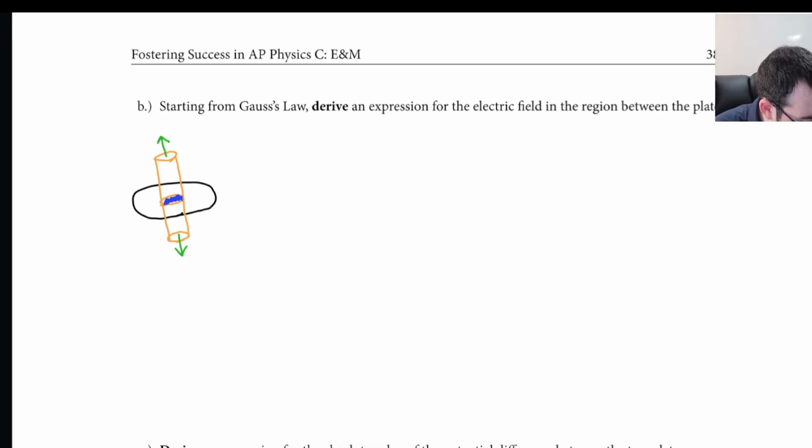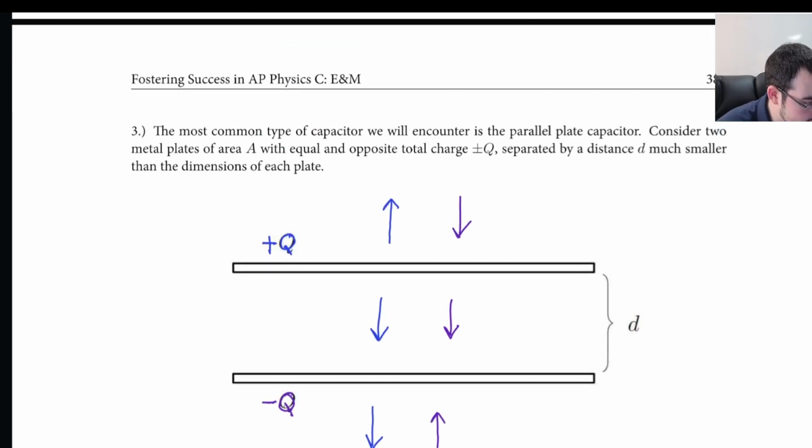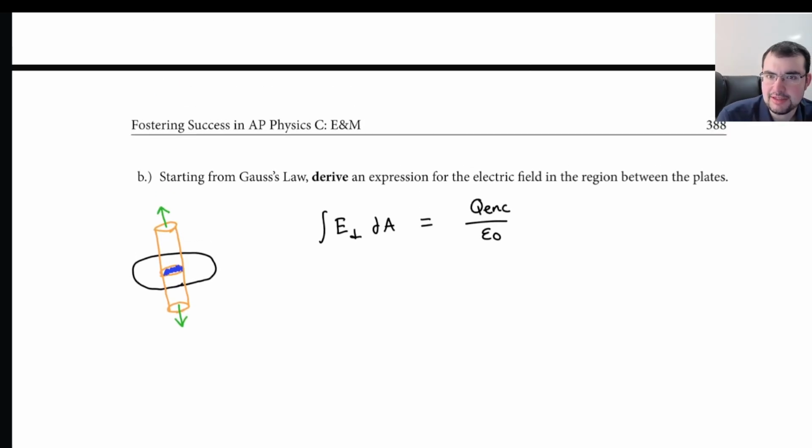So Gauss says that the integral of E perp dA is equal to Q enclosed divided by epsilon naught. And then I believe we reserved the quantity A for the entire plate area. So we're going to call this some different area as our cross-sectional area. We'll call this A2, I guess. So we have an E field E, and it's penetrating 2 copies of this area A2. And what is our Q enclosed?